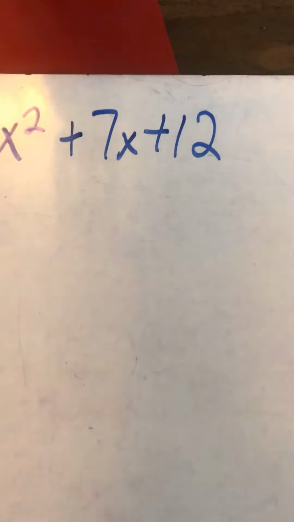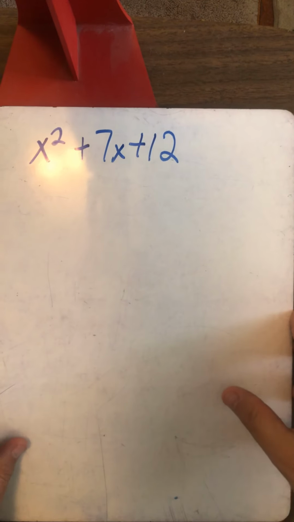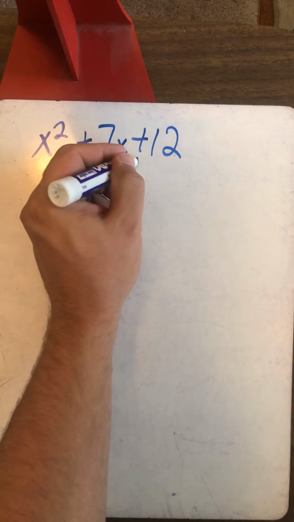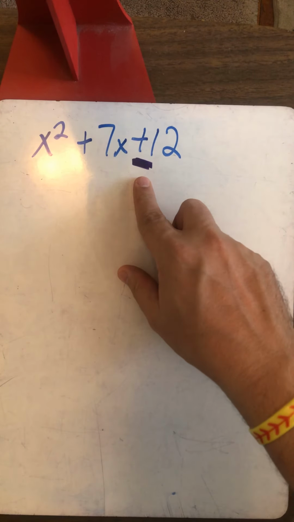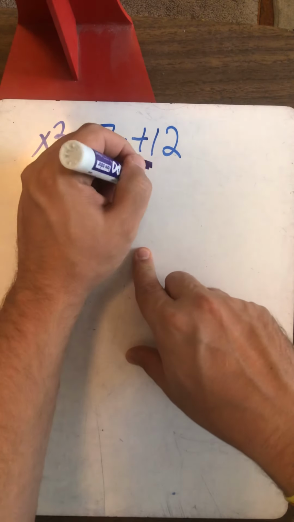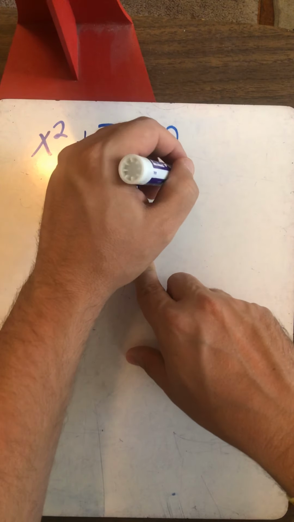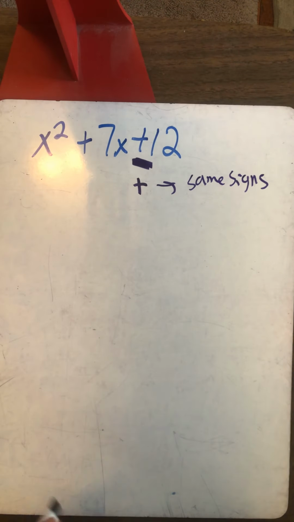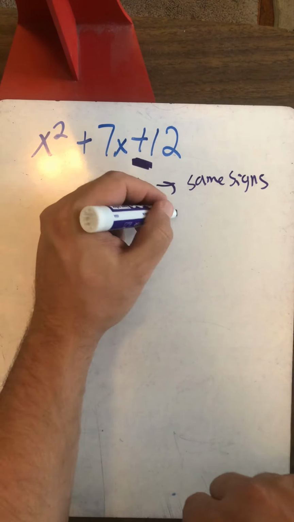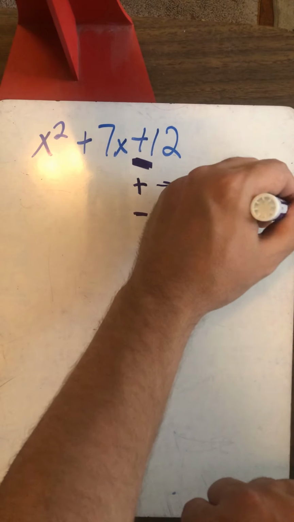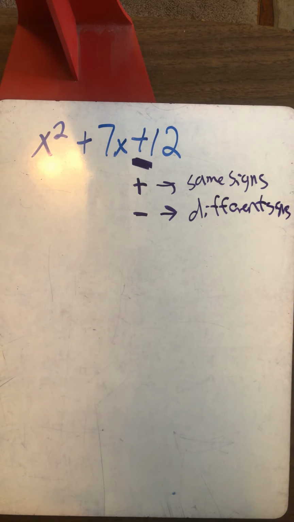Okay. So first up, we have x squared plus 7x plus 12. Now, there are a couple key things that we look for. First thing, you look for the sign in front of the c. So in front of the term with no x, you look for the sign. If this is a plus, well, that means we're going to have same signs. If that is a minus, that means we're going to have different signs. Now, what do I mean by same or different signs?